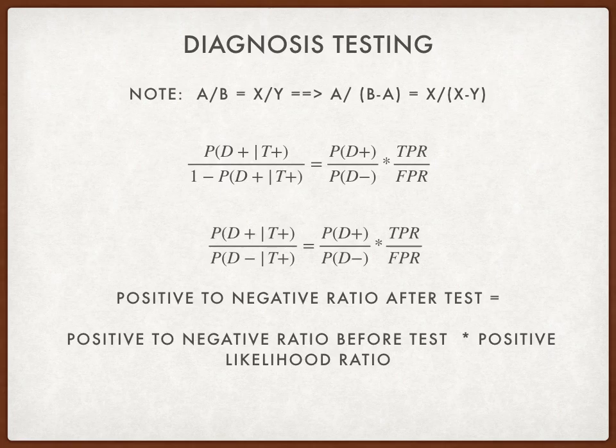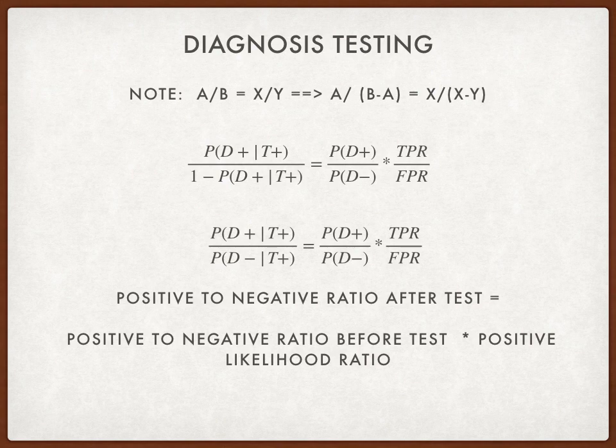Okay, if we want to write it down to make it easier to memorize, the positive to negative ratio after the test is equal to the positive to negative ratio before the test multiplied by the positive likelihood ratio. This is a term that is actually TPR over FPR. The true positive ratio divided by the false positive ratio is called the positive likelihood ratio. Okay, the positive likelihood ratio is true positive over false positive.